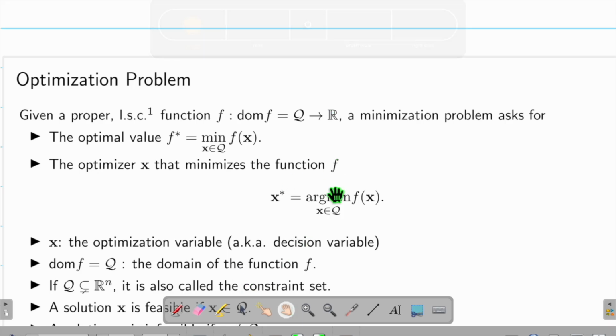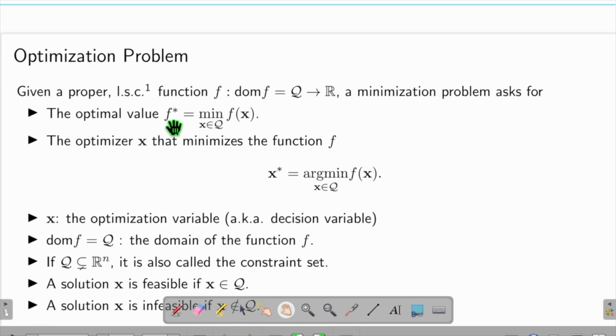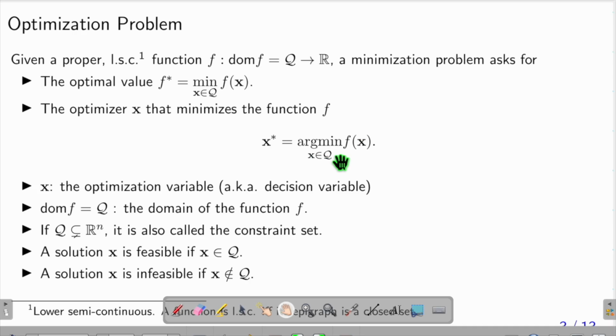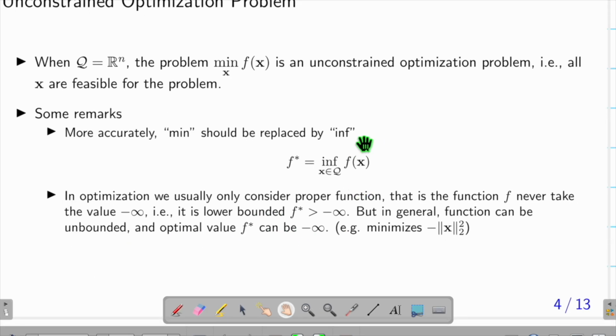But anyway, not important. Of course, we consider f convex, but here I didn't say that. Anyway, we want to minimize this, and then x has to be in Q. So a solution is feasible if this is true. Infeasible means not true. And of course, we assume the constraint set Q is convex. Then first we have inf. Min should be inf. This is just an analysis thing, we really don't care. These are details. I'm not going to talk too much about this.